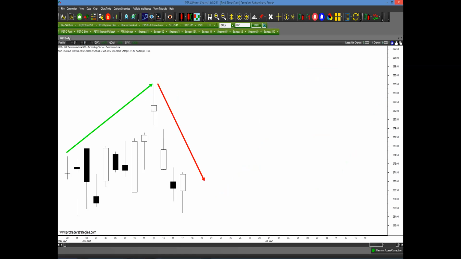Let's look at another example here. We're looking at NXPI. Once again, straight up and straight down. So at this point, you're saying to yourself, well, wow, I don't know what this stock is doing, right? But this is phase 1 and this is phase 2.